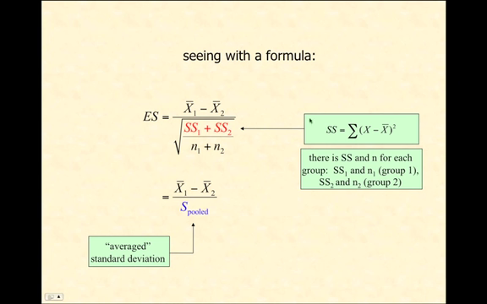If we were to substitute in here some annotations, we see that sums of squares is the sum of our deviation scores, of course. Remember, we have sums of squares and an n for each of our groups, our boys and our girls. And what we wind up with in the bottom is our averaged standard deviation, our pooled standard deviation.